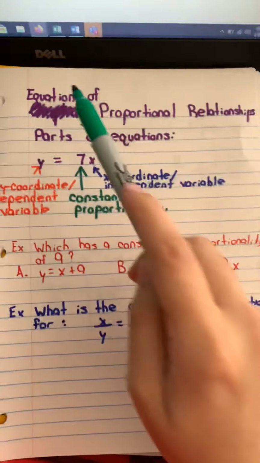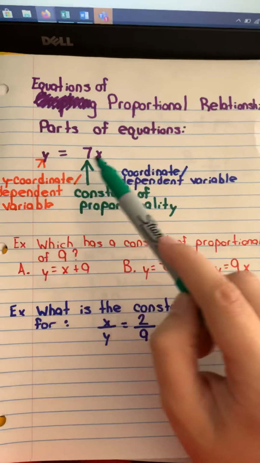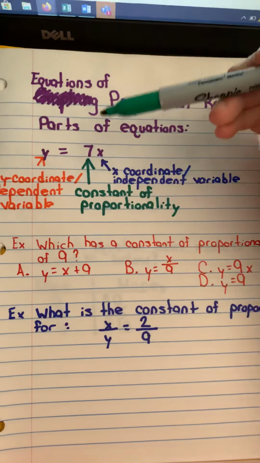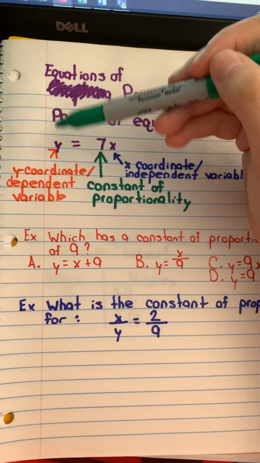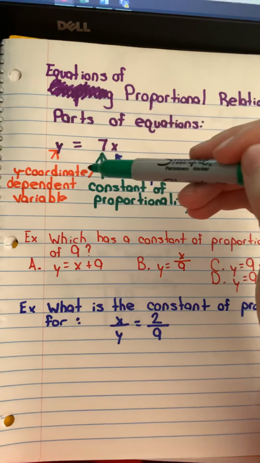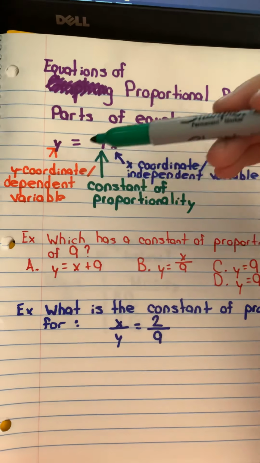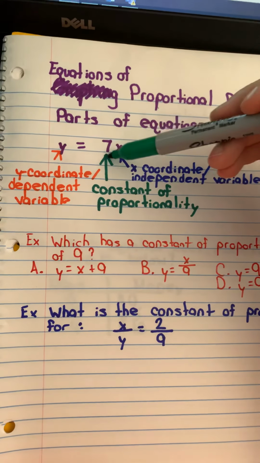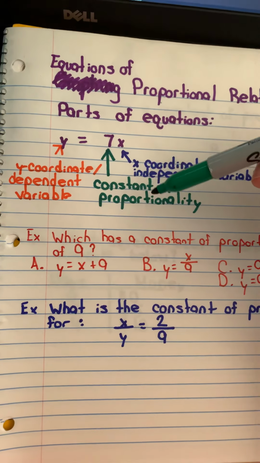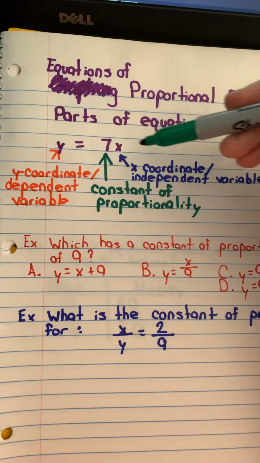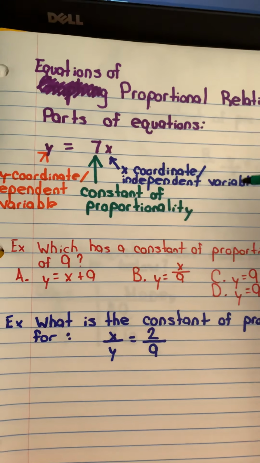So in this lesson, we're doing equations of proportional relationships. I want to give you the parts of an equation and how you'd break it down. The y is your y coordinates. If I were to graph it, it's how I'd go up or down. So the y coordinate, also known as the dependent variable from what we did last unit. The number that's touching the x, that's your constant of proportionality. And then x is your x coordinate, how you'd go left or right, also known as your independent variable.